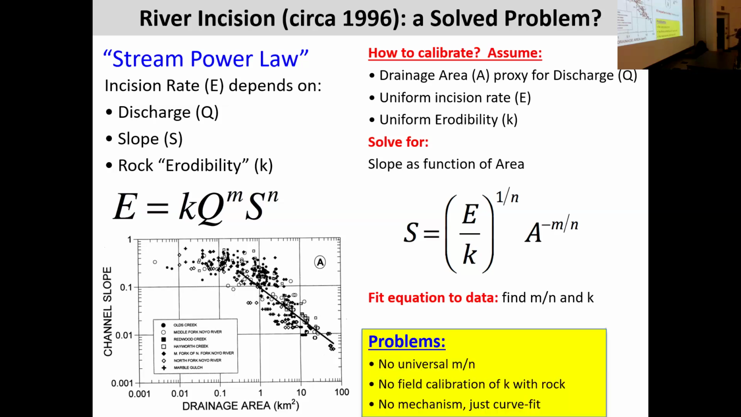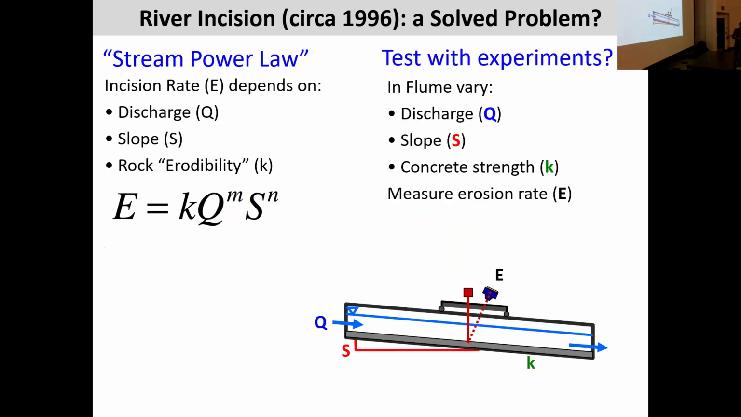And so there were problems though. If people got into this and compared different places, there wasn't a universal value, even though theory suggested there might be, for this ratio of exponents. And it was really difficult to calibrate this erodibility with real rocks in real places. And there's no mechanism here. It's a criticism, but it's a curve fit in a lot of ways. Okay, so my idea was, I'm a civil engineer.